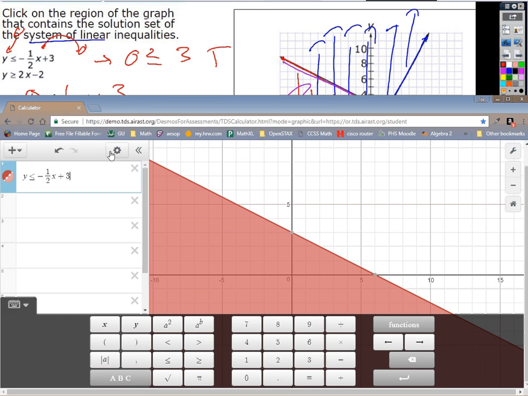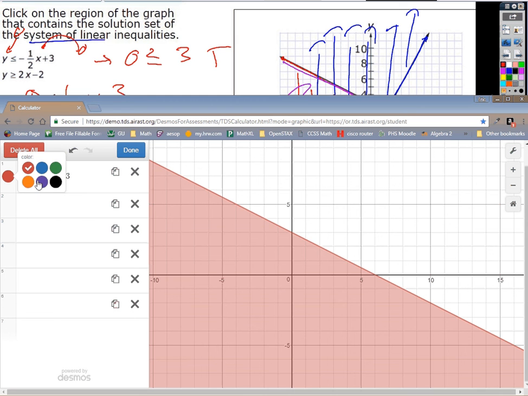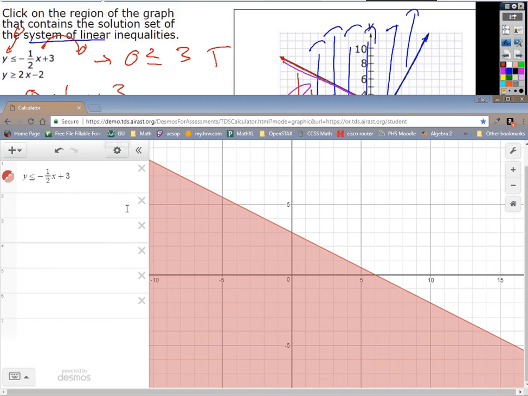Here's how I change colors. If you go to the gear and click on the circle, I can change it to any color I want. You like the orange? I like the green one. You like the green one? Well, tough. I'm going red. Okay, so there's the red.